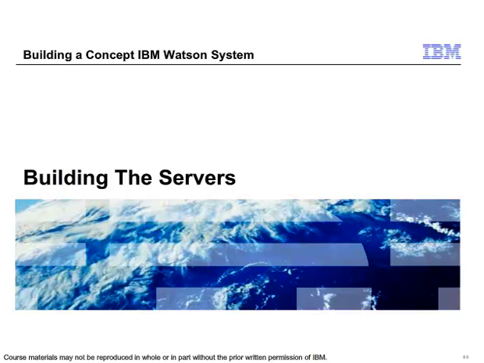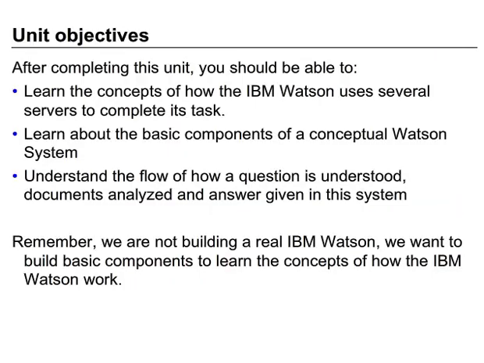Since this is no real IBM Watson, these servers do not hear nor talk. Input and output will be the old-fashioned way. You have a screen where you type and the answer is shown on the screen. After completing this unit, you should be able to learn the concepts behind how IBM Watson uses several computers to complete its tasks. In building each server component, you will see what each does and how it completes the IBM Watson thought process. Remember, we are just learning the concepts and not building a real one, but the concepts will be enough to enable you to build a real one should you decide to do so.